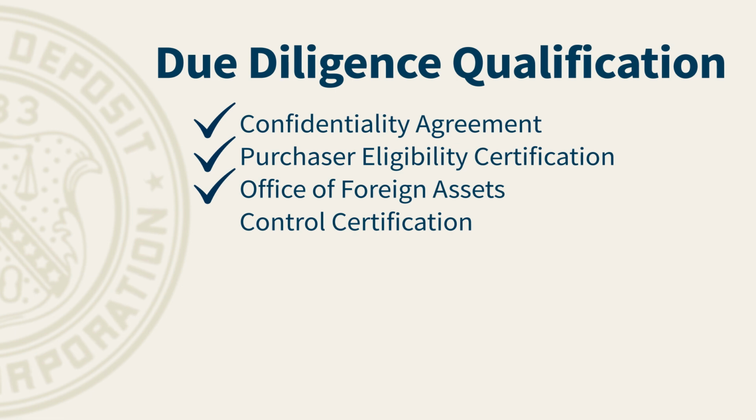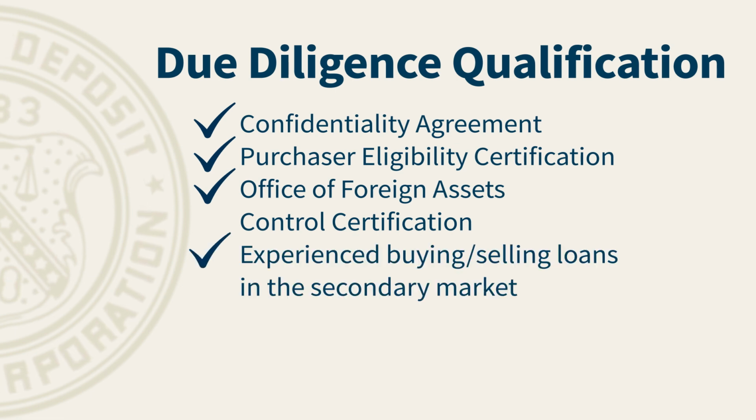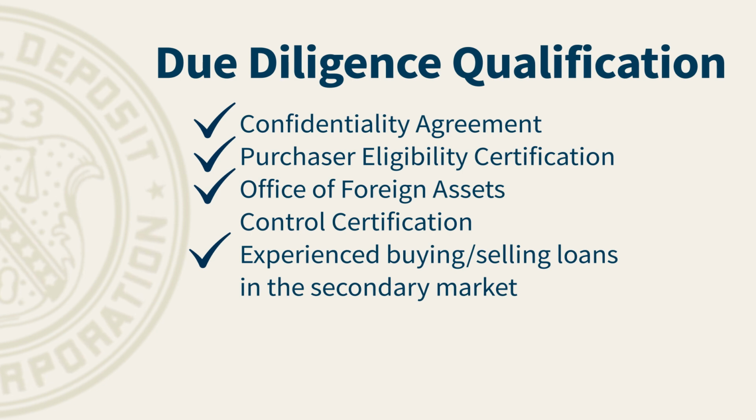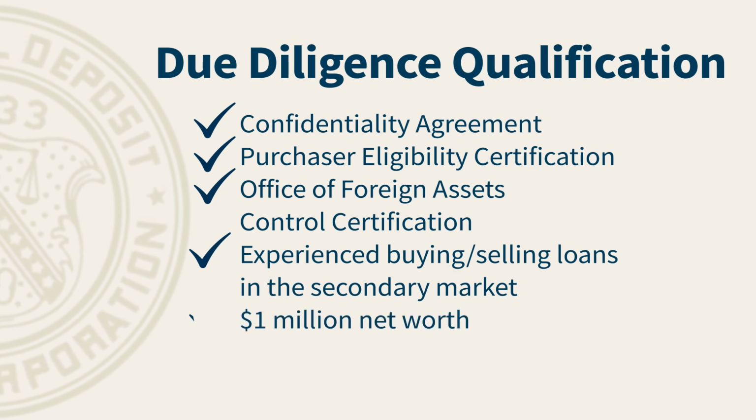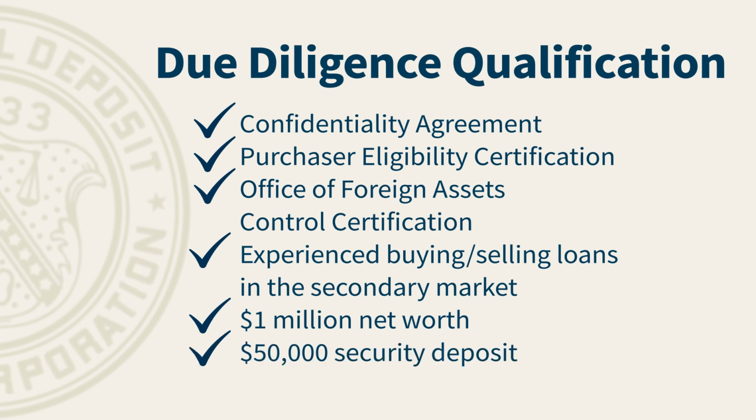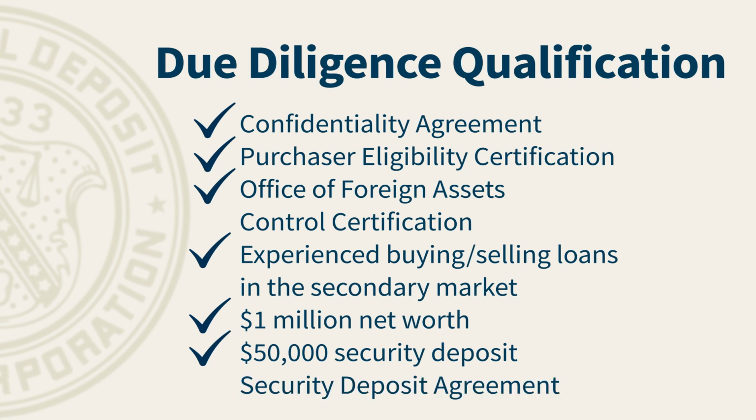In addition, potential bidders must be experienced in buying or selling loans in the secondary market and will be required to provide references and other information to support that experience, and it will be verified by the loan sale advisor. Potential bidders must also have a minimum net worth of $1 million and will be required to post a $50,000 security deposit and execute a security deposit agreement. These requirements are in place to ensure the potential bidder is eligible to buy loans from the FDIC, to protect the borrower's sensitive and personally identifiable information, and to confirm the potential bidder's financial ability to close.